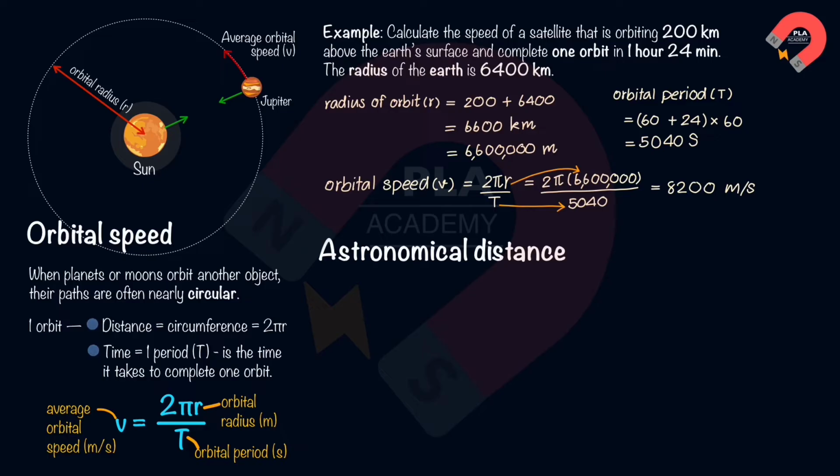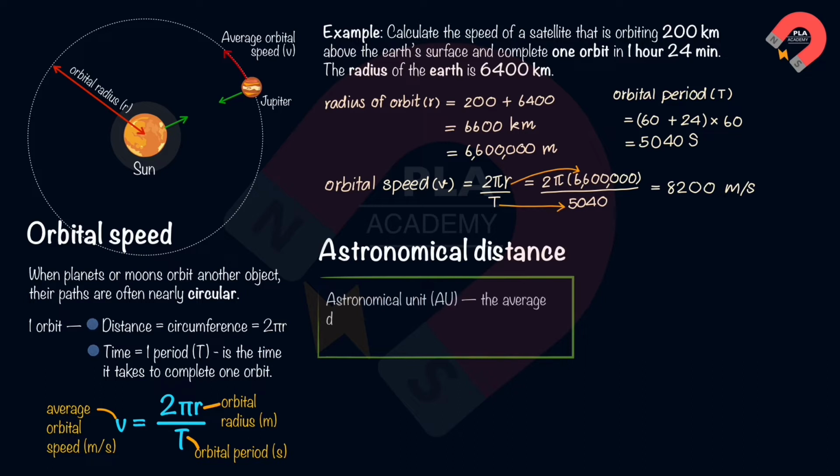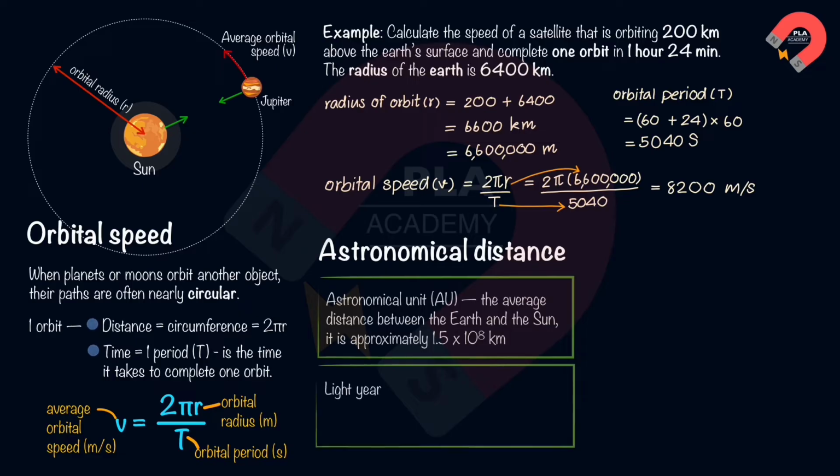Stars are so far apart that astronomers use special units to measure their distances. An astronomical unit, AU, is the average distance between the Earth and the Sun. It is approximately 1.5 times 10 to the power of 8 kilometers. One light year is the distance that light travels in 1 year. It is approximately 9.5 times 10 to the power of 12 kilometers.